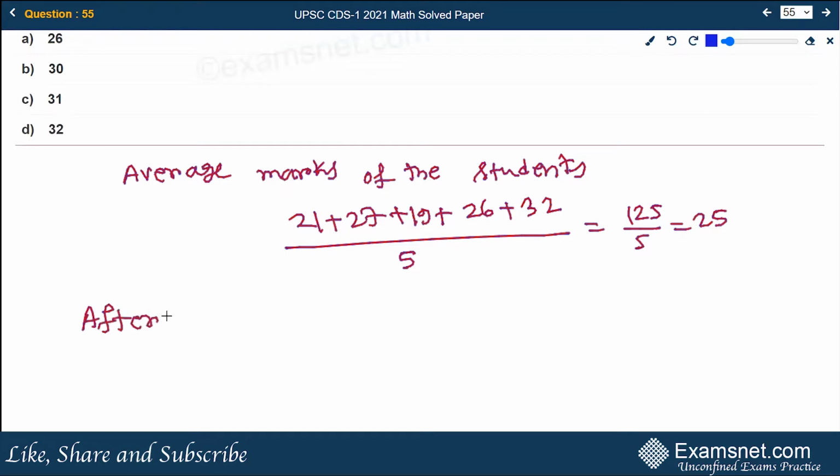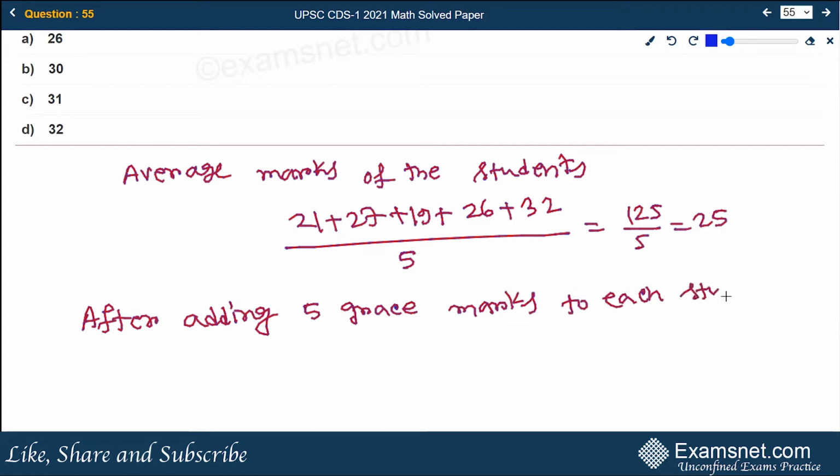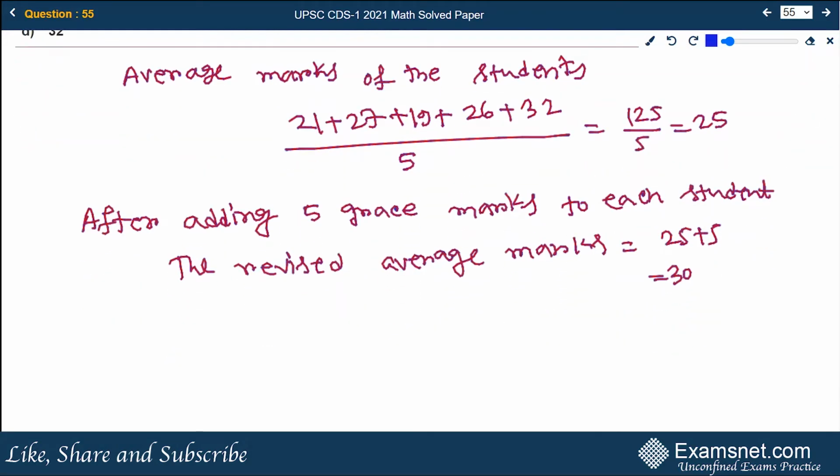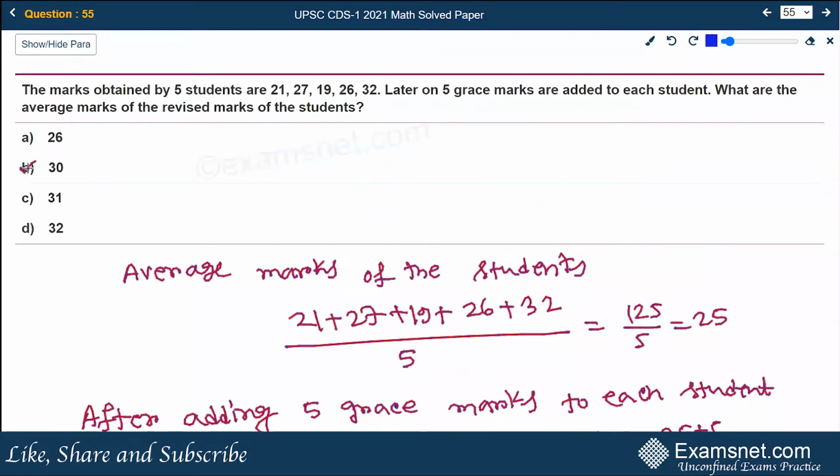After adding 5 grace marks to each student, the revised average marks is, the average will be increased by 5 marks, so it is 30. If I show you how, look, all the numbers will be increased by 5, correct? So the average will be increased by 5 as well, so that is 30. Option B is the correct answer here.